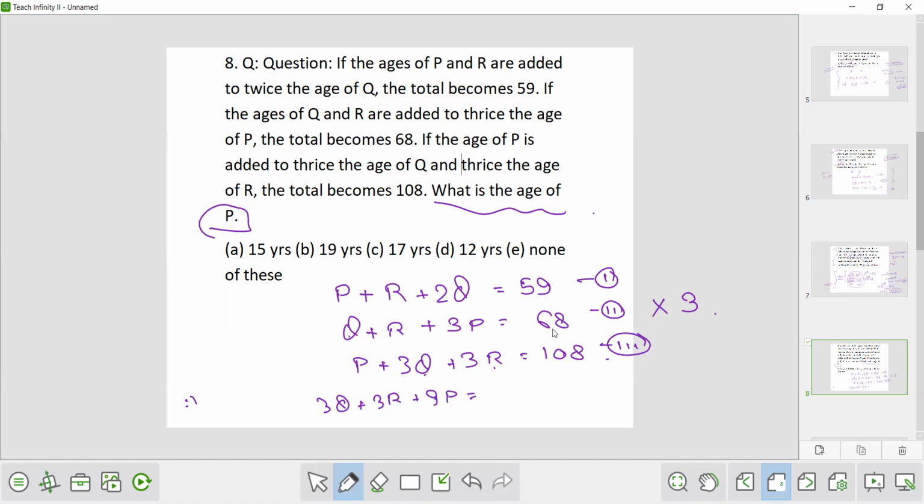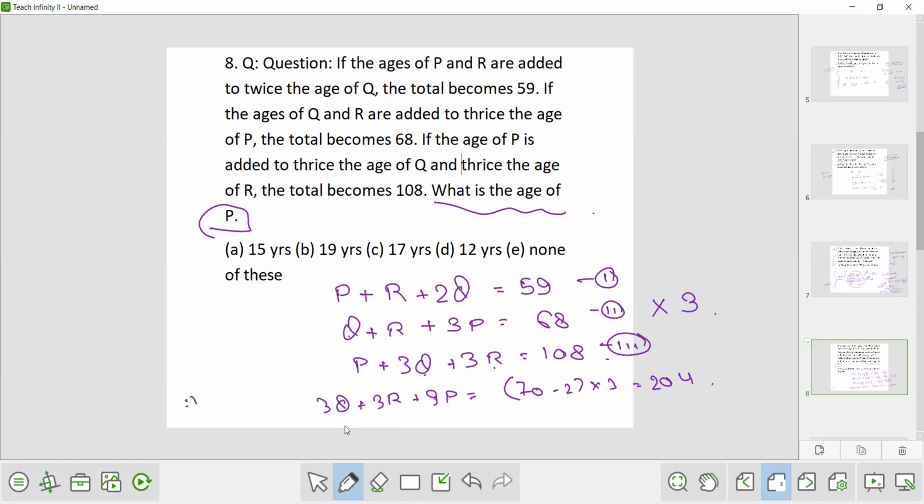So how do you multiply 68 into 3? 70 into 3 is 210 and 68 is 70 minus 2. So 70 into 3 is 210 and 2 into 3 is 6. So 210 minus 6 is 204. You can do all these things in your mind.